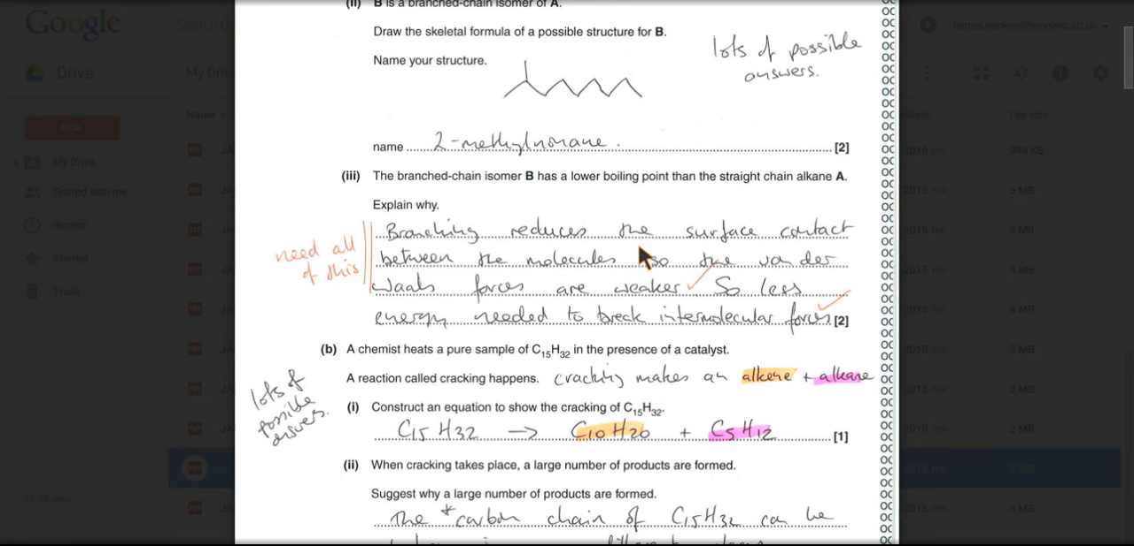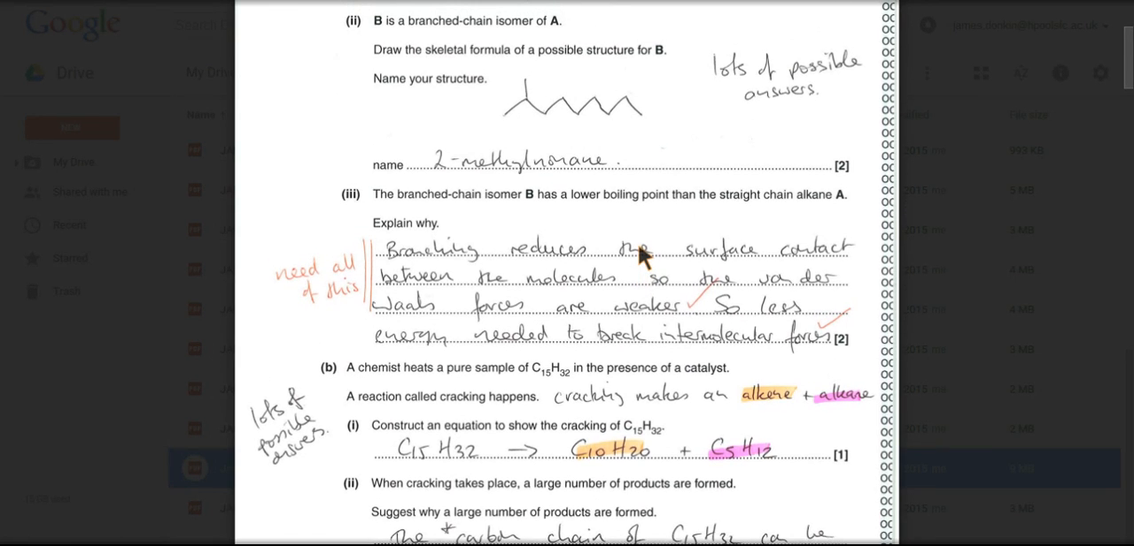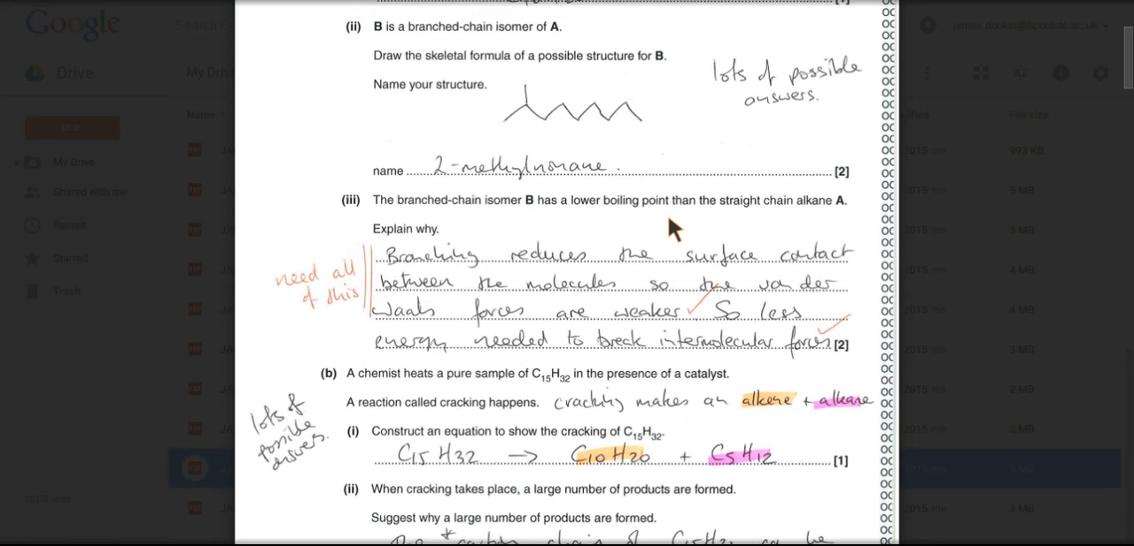Branched chain isomer B has a lower boiling point than the straight chain alkane A. Explain why. So that's all about surface contact due to branching. So branching reduces the surface contact between the molecules. They can't pack as close together. And so the van der Waals forces between the branched chains are weaker. And so therefore less energy will be needed to break the intermolecular forces. Remember, you're not breaking bonds, you're breaking intermolecular forces between the molecules.